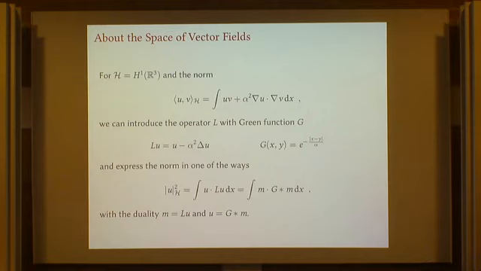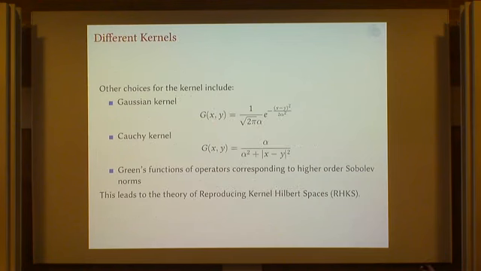The reason for doing that is that we can replace this Green's function by other kernels as long as they satisfy some positive definiteness condition. And popular kernels in applications are the Gaussian kernel or the Cauchy kernel. What's alpha? Alpha is a length scale parameter. That's one of the parameters that comes up and that does play a role.